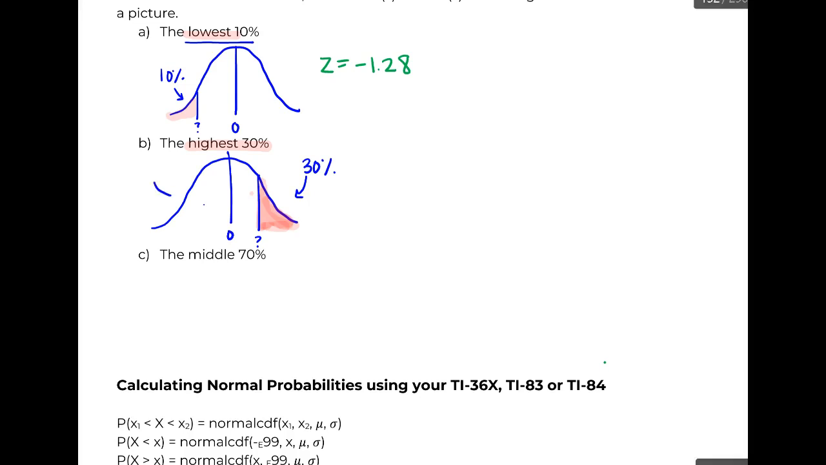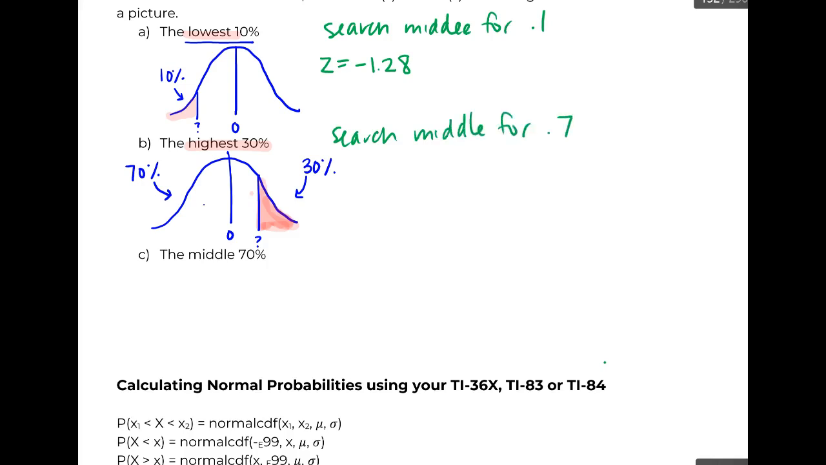Or we can be clever. If 30% is on the right-hand side, that means 70% is on the left. So we could be searching the middle of the table. In this case, we'd search the middle for 0.7.